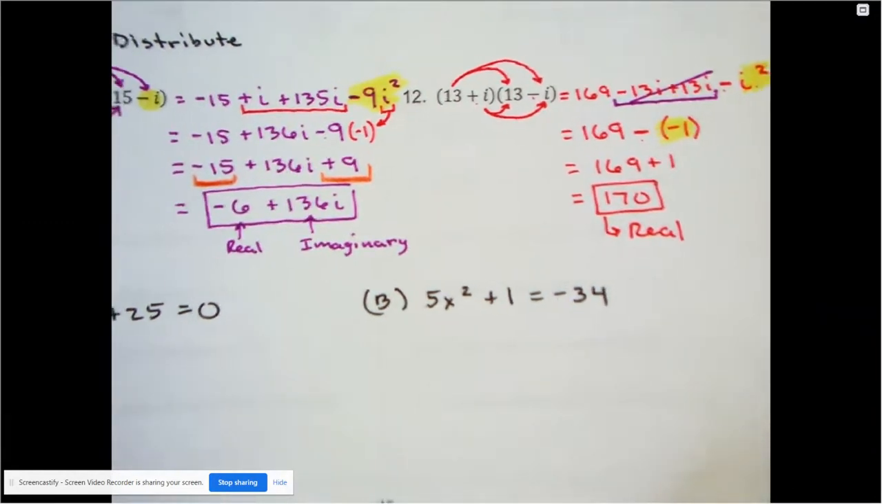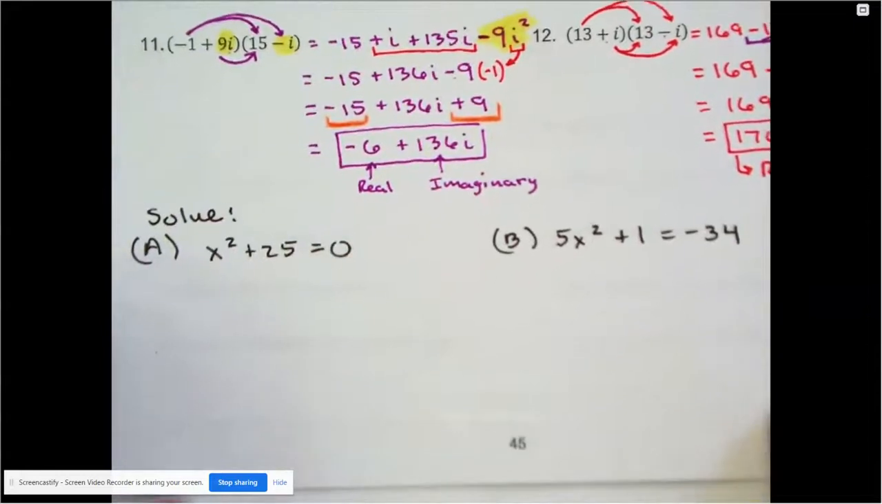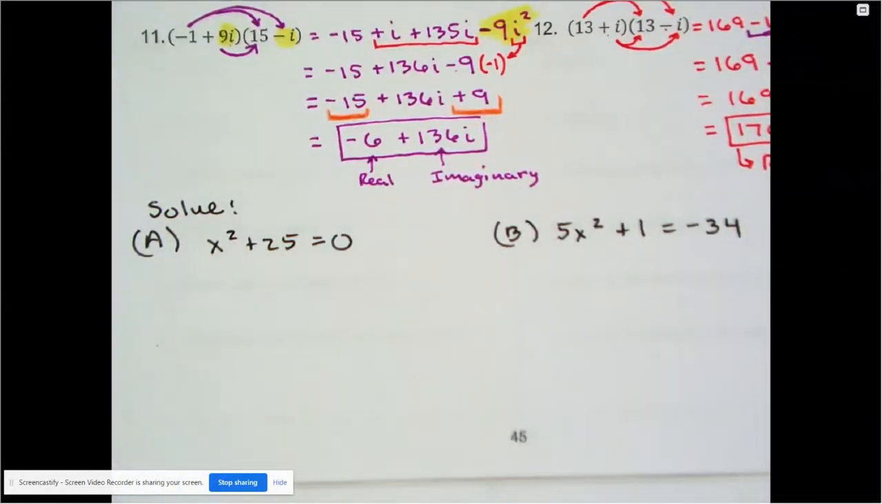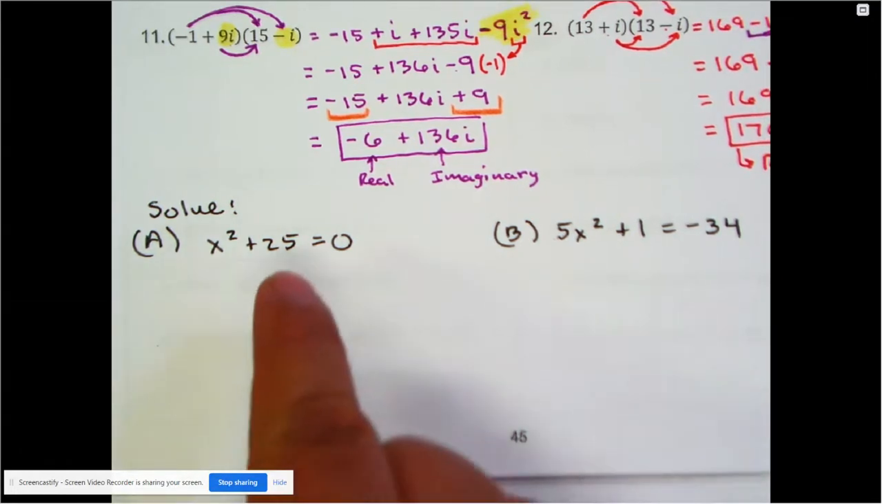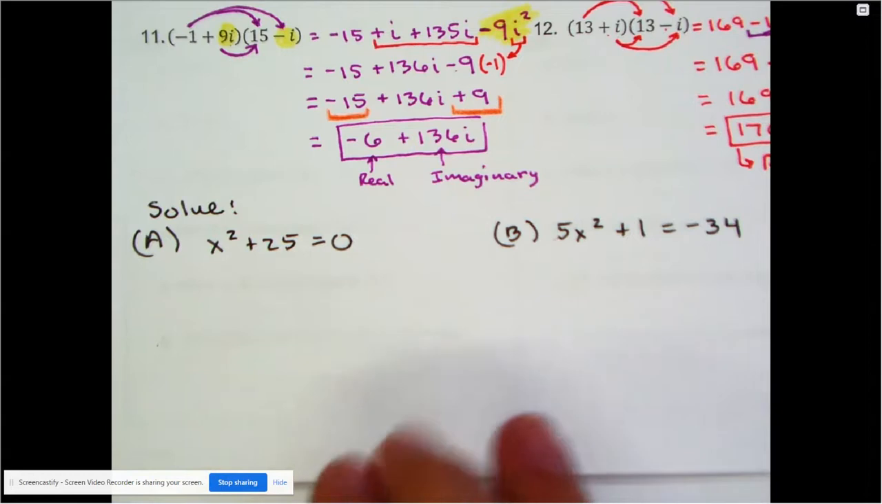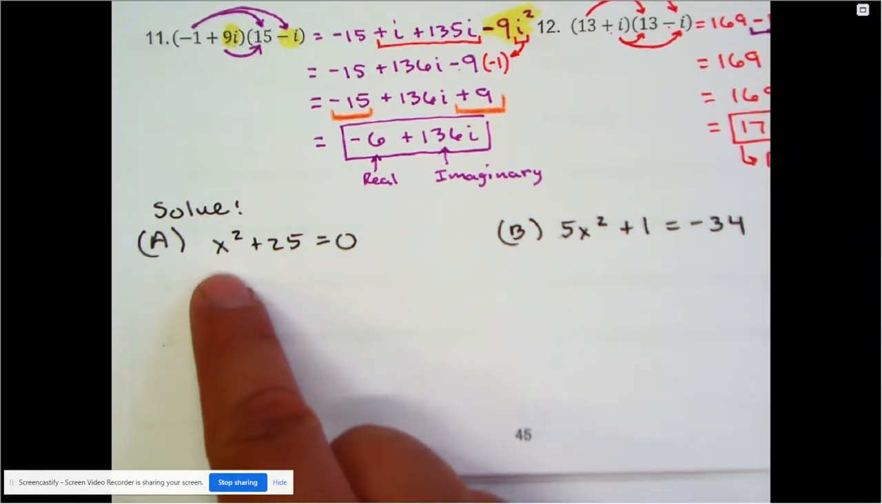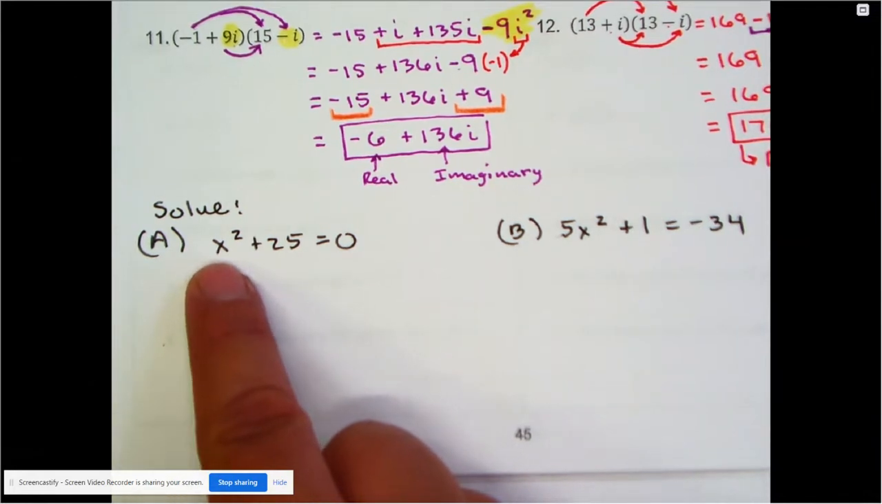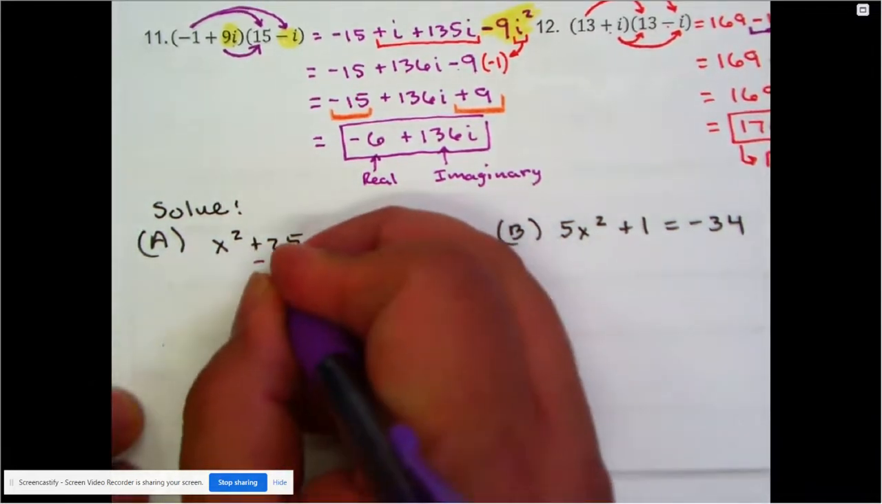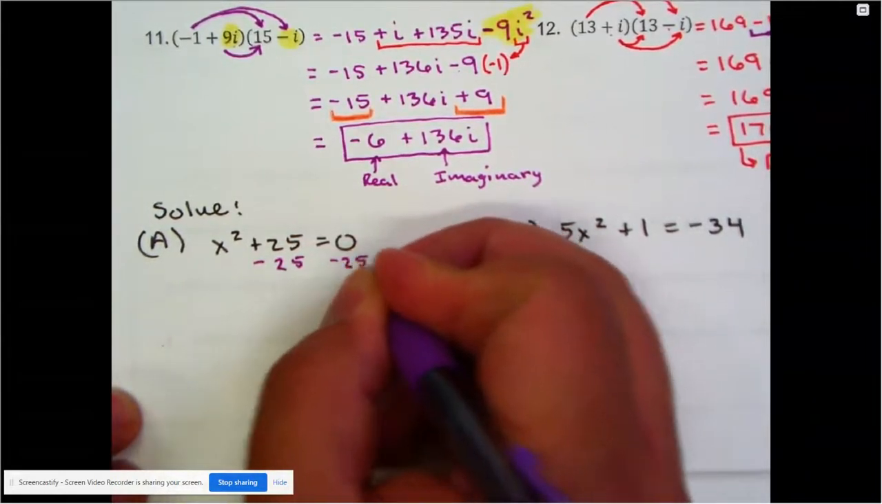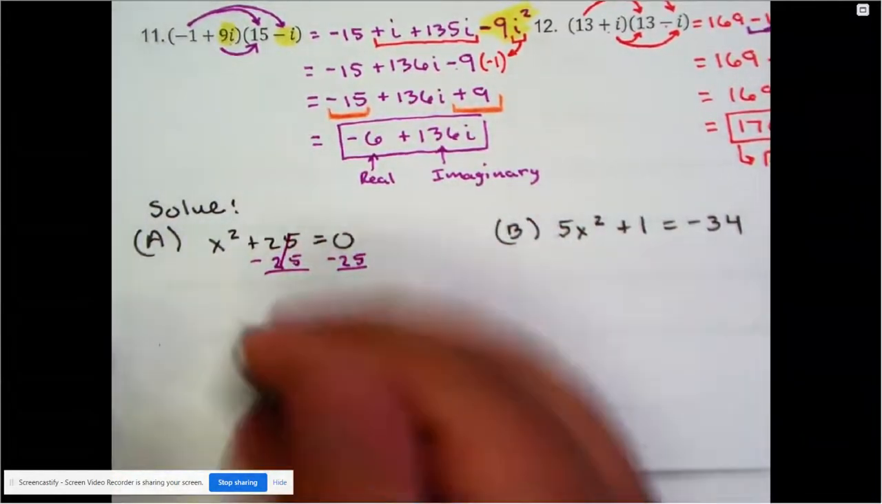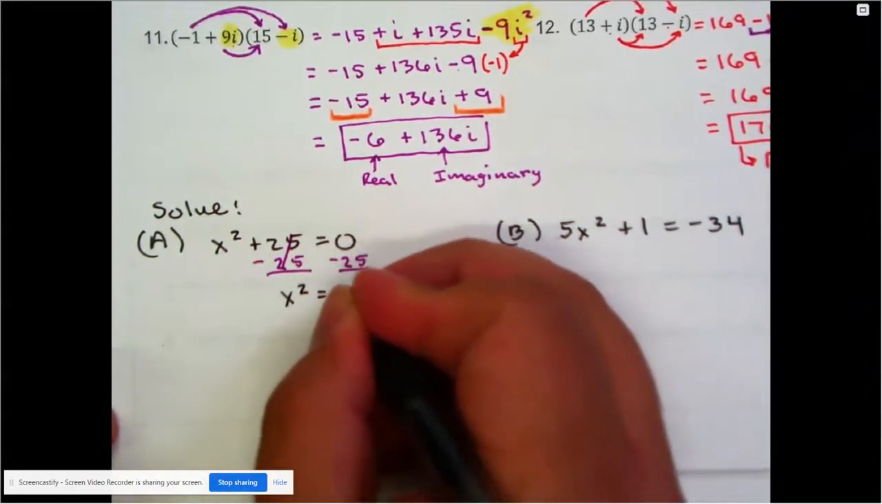Now, we have added 2 more problems because of the assignment on Big Ideas. So take a moment to copy those. All it says is to solve. So here's where we're going to take what we learned in the previous lesson and adapt it to this new concept. If I'm solving for x squared, I get to use square roots here because it just says x squared. So I'm going to subtract the 25 from both sides. x squared is equal to negative 25.